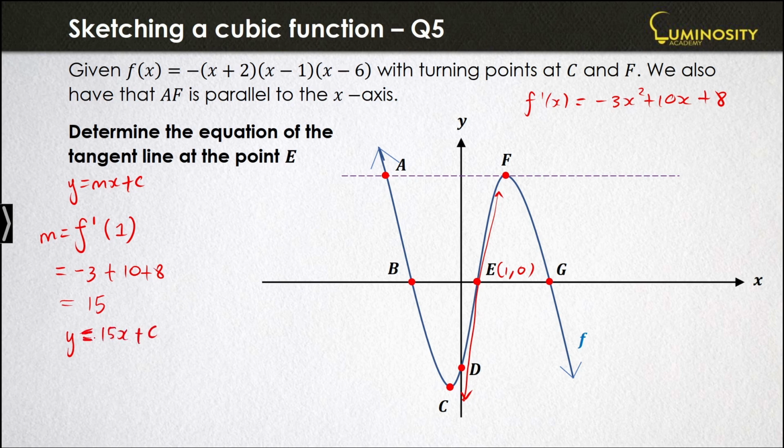And then lastly, we substitute the point of contact, which is 1, 0. So when y is 0, x is 1, so 0 equals 15 plus c. So if I take over the 15, I get c equals negative 15, which makes sense. It goes all the way down. It cuts there. Okay, so therefore, the equation of the tangent line at the point E is given by y equals 15x minus 15. All right, so that's how we would do this type of question.